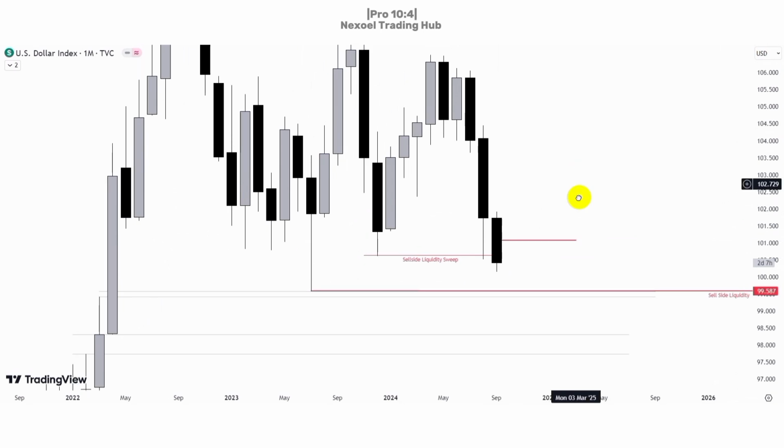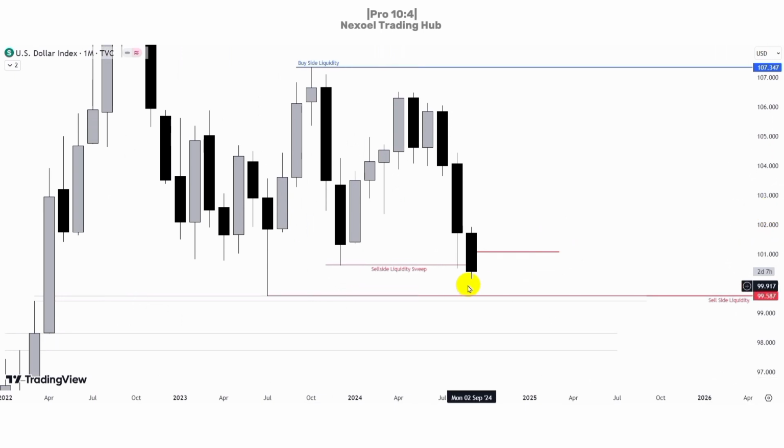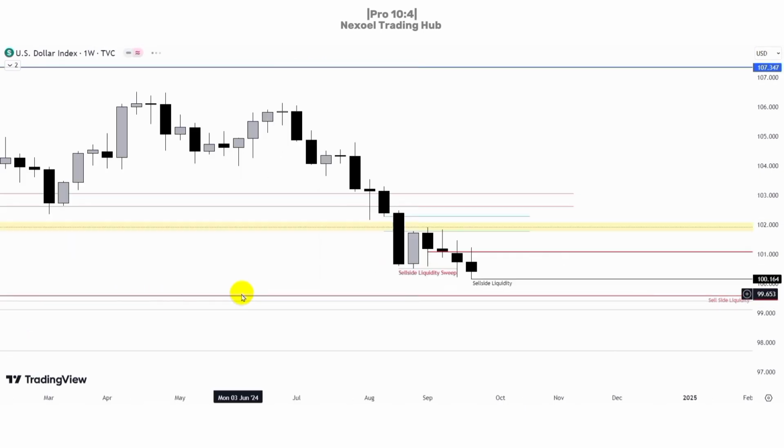So for us to have price continuation to the downside, we want to see the push of price into the 50% of this candle volume. And then we frame the bearish move of price further to the downside to take out this sell side liquidity and mitigate this fair value gap. So let's go to the weekly time frame.